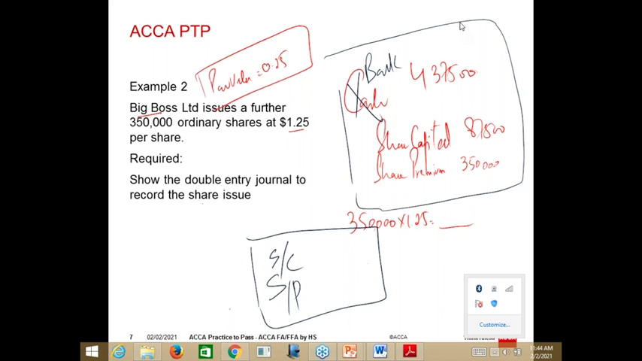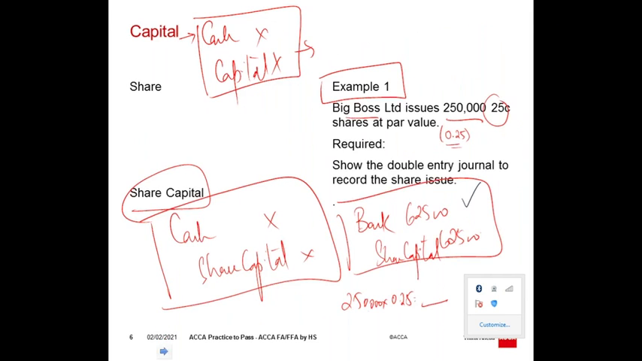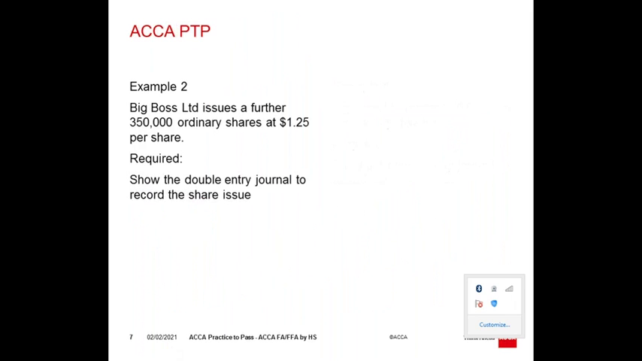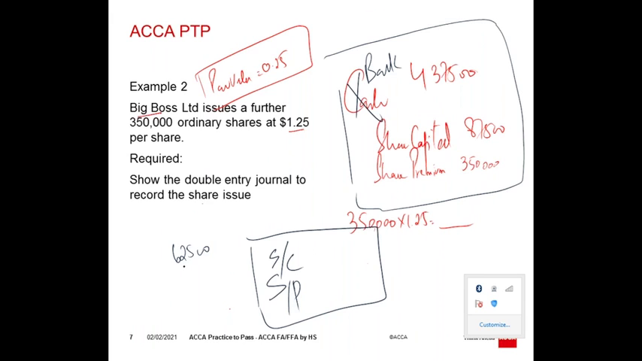So previously we have issued shares of 62,500, plus now we have issued a share capital of 87,500. So by adding these two values, we get 62,500 plus 87,500. It will be 150,000.